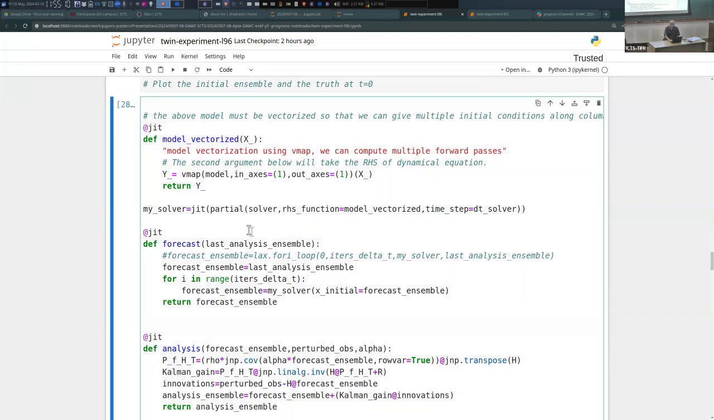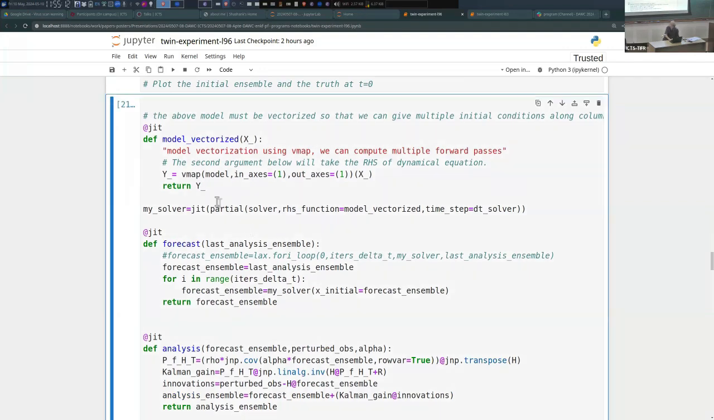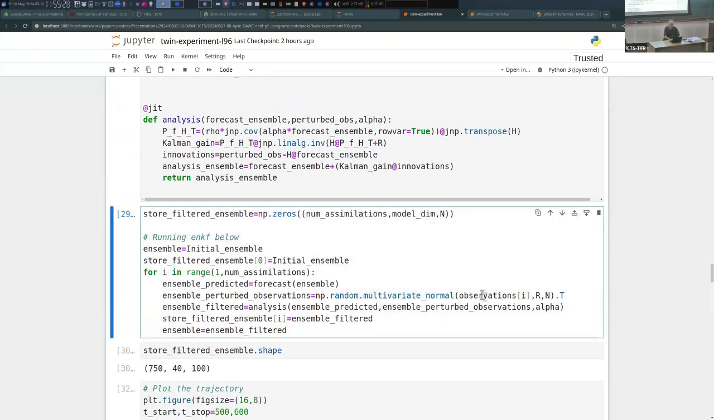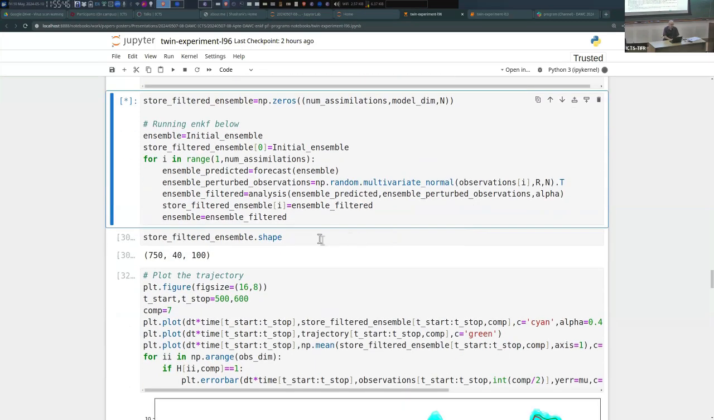These functions are identical. The model forecast and analysis have been done using exactly the same code, with the perturbed observations as well. And now just run the code. This does use the perturbed obs, right? So R is not multiplied by 0 or some small factor. So this is the perturbed observation ensemble Kalman filter, identical to what it was for the previous case. This will take a little bit of time to run.